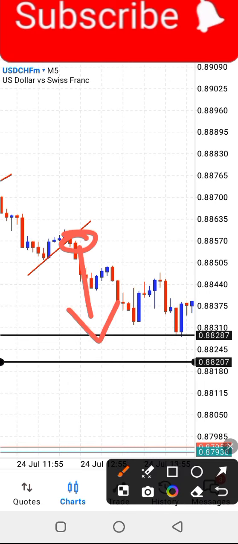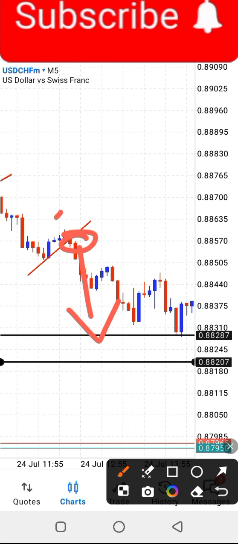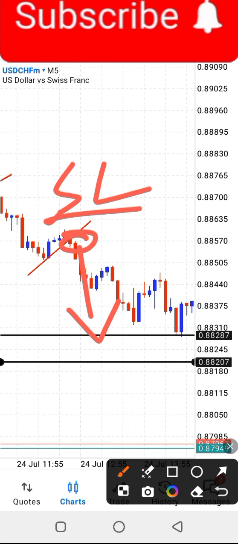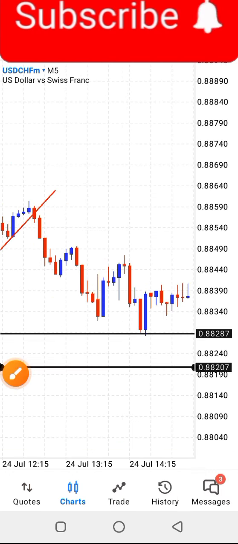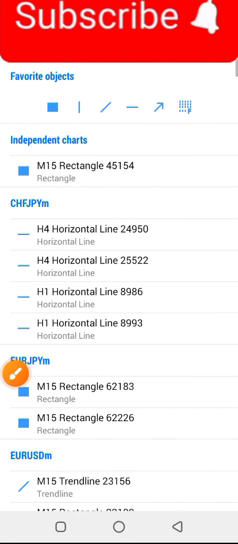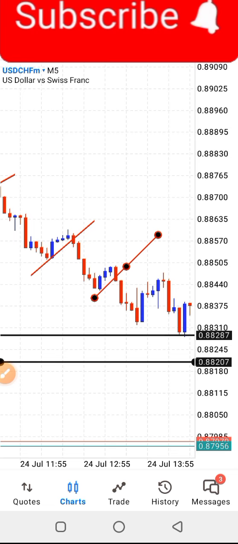So it got broken somewhere around here. History repeats itself. You have this SL a few pips above. We're still selling. Another counter trend line. I think I will draw a double counter trend line so I don't have to draw it again. You have it playing out here.